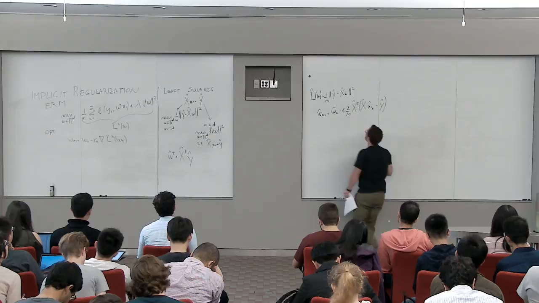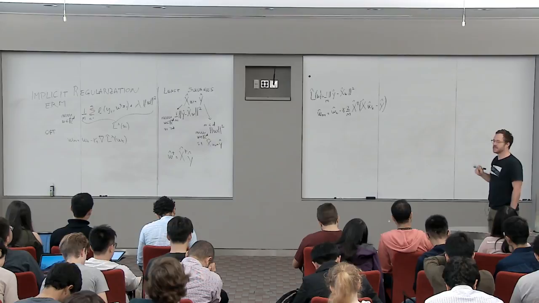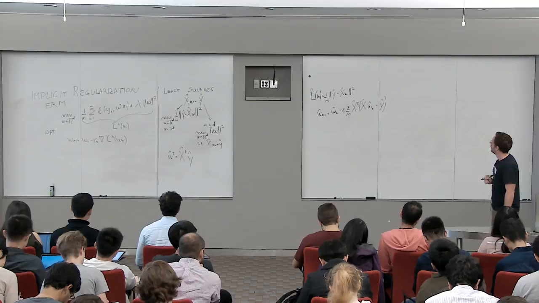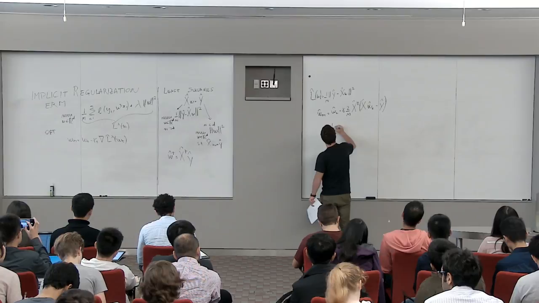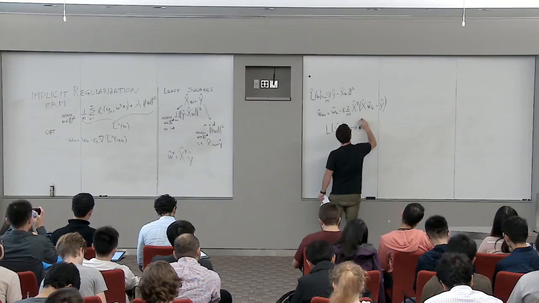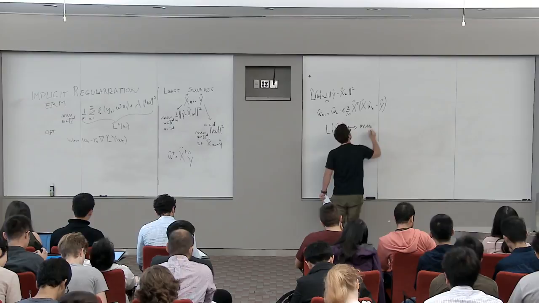Okay? Just the gradient descent iteration, the vanilla gradient descent iteration of the least squares. For a suitable choice of gamma, we already know that Wt is going to converge to, say, the minimum of L at W. Okay?